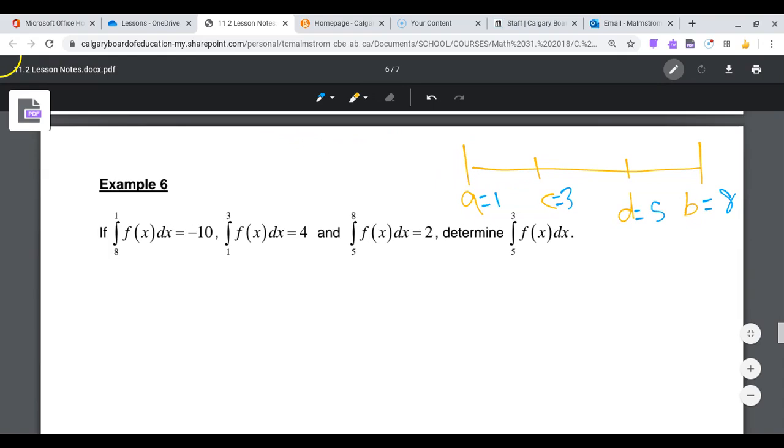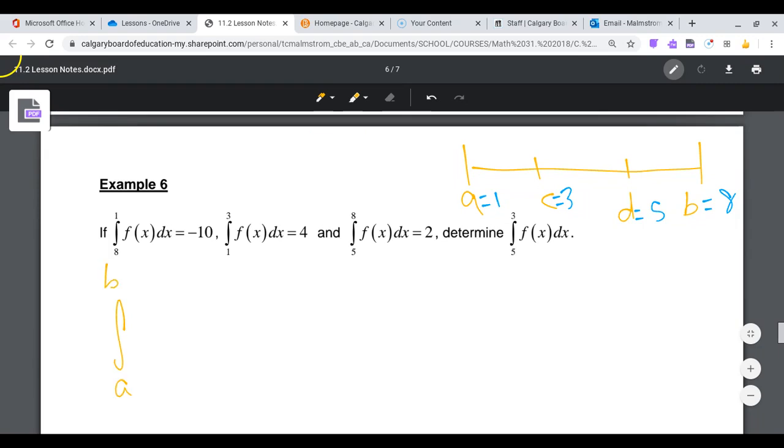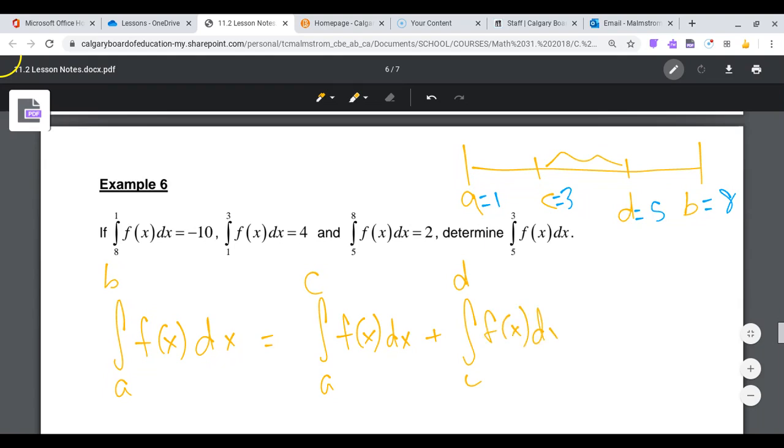Okay, so it doesn't matter how many little pieces you add in, as long as you look at who your lower boundary is and who's your upper boundary. Okay, so really what I need to know then is if I'm going to try and make this be a rule, I know the integral from A to B of my function could then be equal to the integral from A to C of my function, plus what would be next, the integral from C to D dx, plus the integral from D back to the upper boundary B.